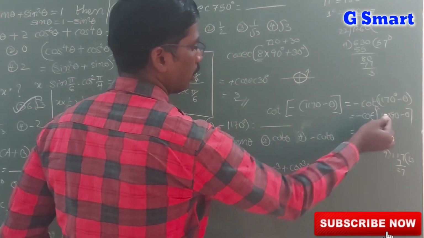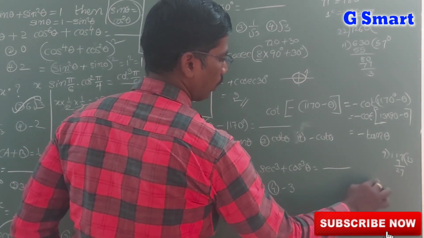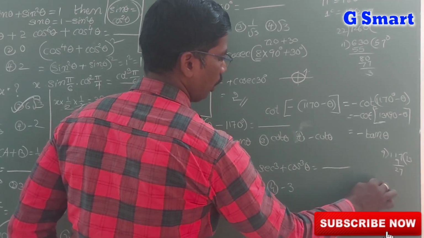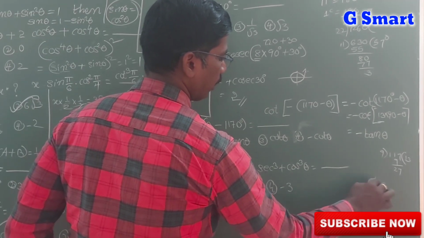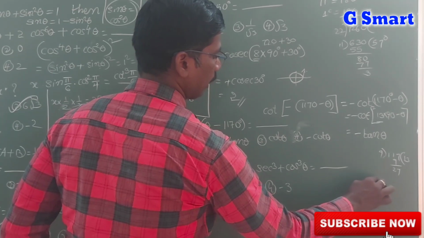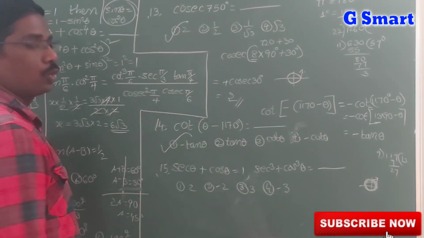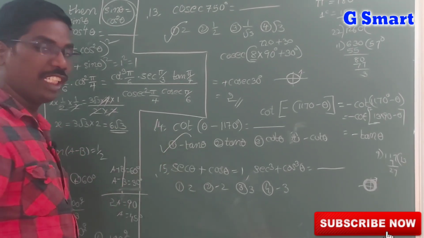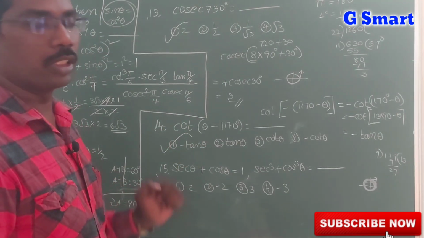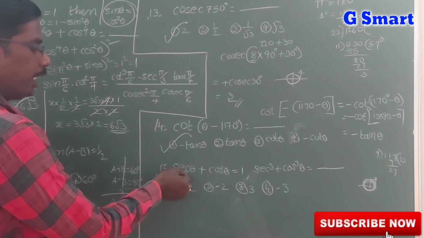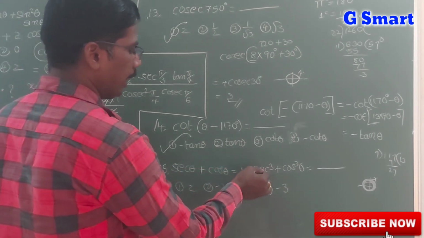So minus. So 13, this is a 4, 8, 12. 13 minus first quadrant, so minus tan theta. So minus tan theta is the first option. By seeing we should not judge, we have to do the calculation. So that's the problem. Next, secant theta plus cos theta is equal to 1, and secant cube theta plus cos cube theta how much?